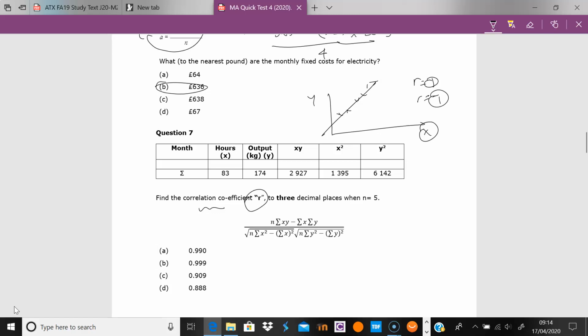Anyway, this question simply wants us to plug these figures in. This is the sum of it, it gives us here the totals. So plug in these figures here, and you find that correlation. We're literally plugging in figures, by the way. They tell us that n is 5.